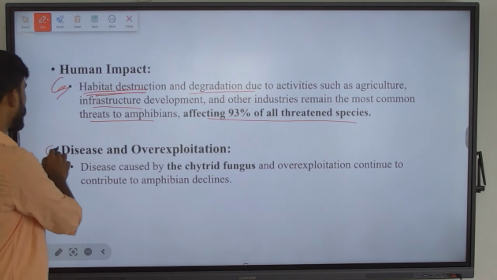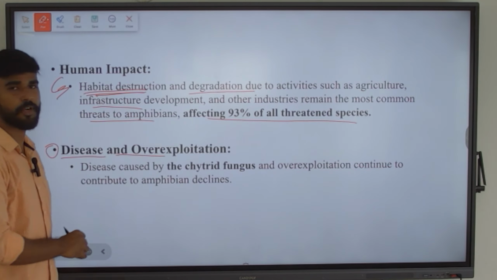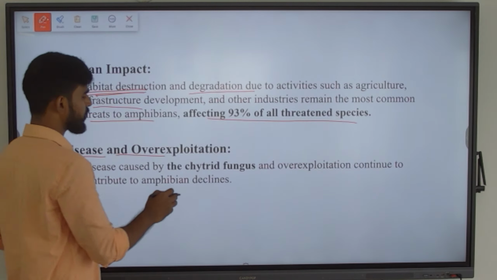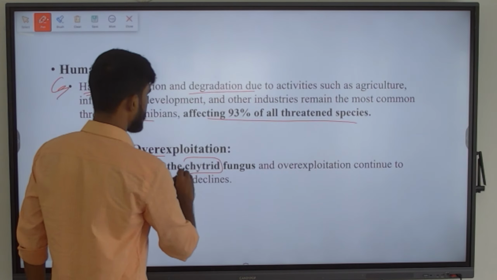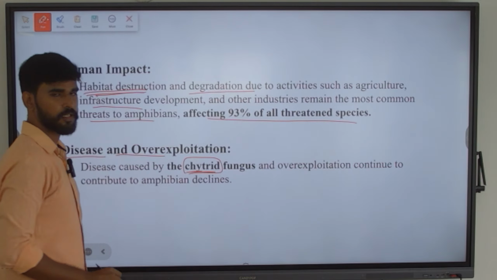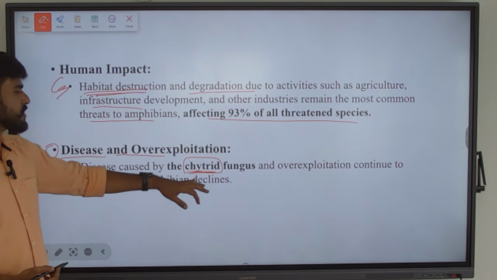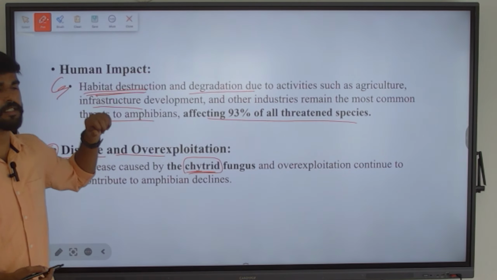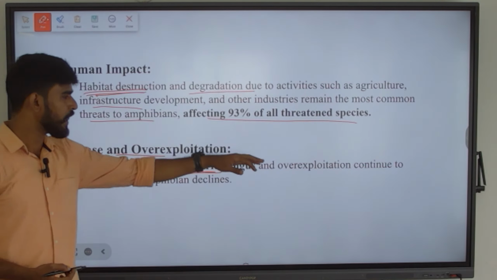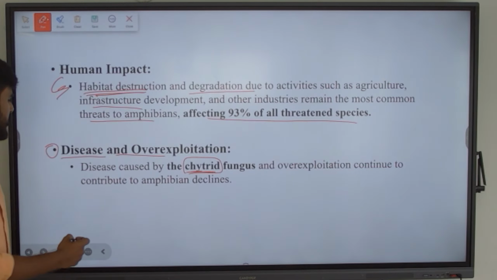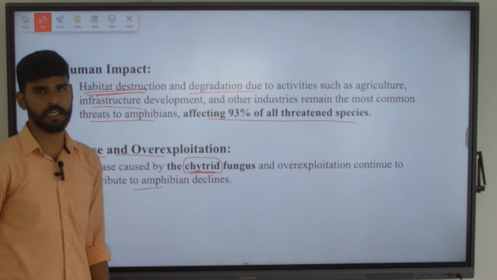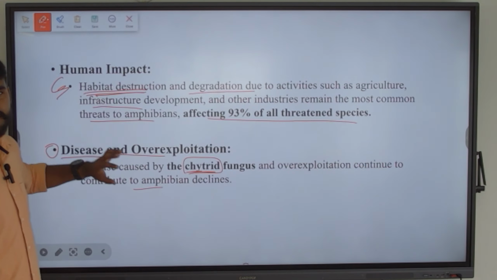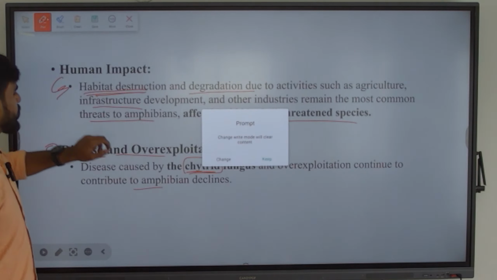Next is, there are also problems like disease and overexploitation among amphibians. There is a disease caused by a fungus called chytrid, okay? Chytrid fungus. So this may be asked as a question, what is this chytrid fungus and in which species does it cause a disease? That is amphibian species, okay? And there is also overexploitation which continues to contribute to amphibian decline, okay? So there is human impact and there is also disease and overexploitation among the amphibian population.